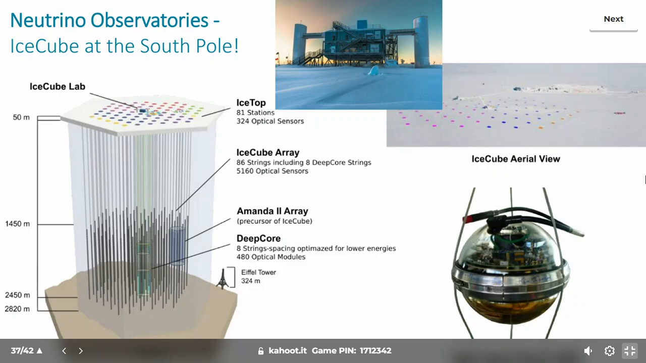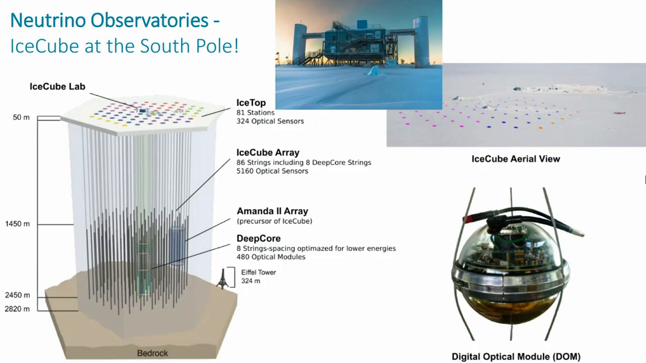So the first type of experiment we'll talk about are neutrino detectors. And so neutrinos do not interact with regular matter very often. So they don't have an electric charge, and they have very low mass. So they don't interact gravitationally or electromagnetically. So how do we detect them?